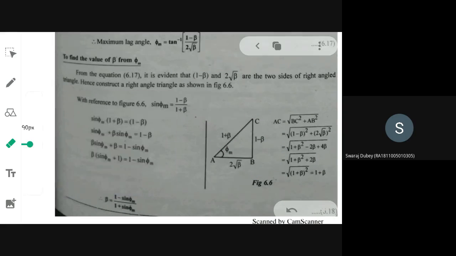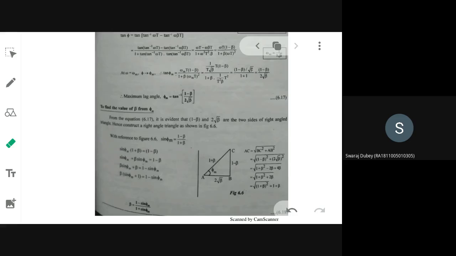Rarely they ask this derivation, but still you should be able to solve it. How to realize the lag compensator by using an electrical network, how to derive the transfer function for it, then what are the formulae for omega m, phi m and beta. Now we will solve some problems.